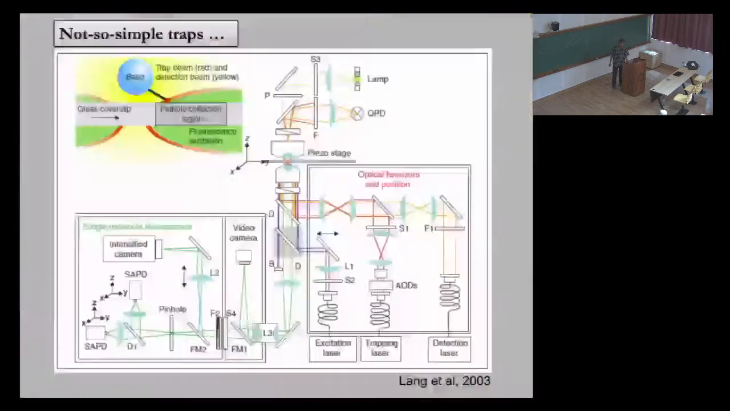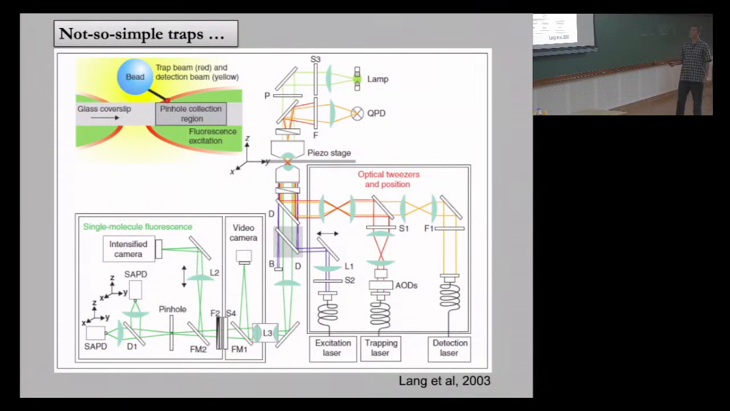So that was the simplest optical trap, but not all optical traps are that simple. This is one version in Matthew Lang's lab. What Matt has done is that he has combined single molecule fluorescence with optical tweezers, positioning various kinds of acousto-optic detectors. If you are interested, you can read about it. This is a fantastic instrument, but not something that we have.